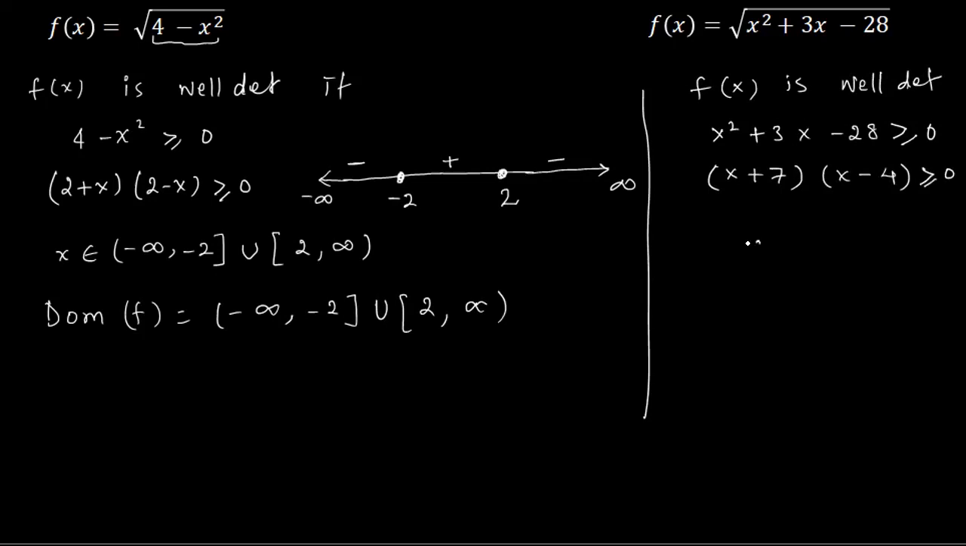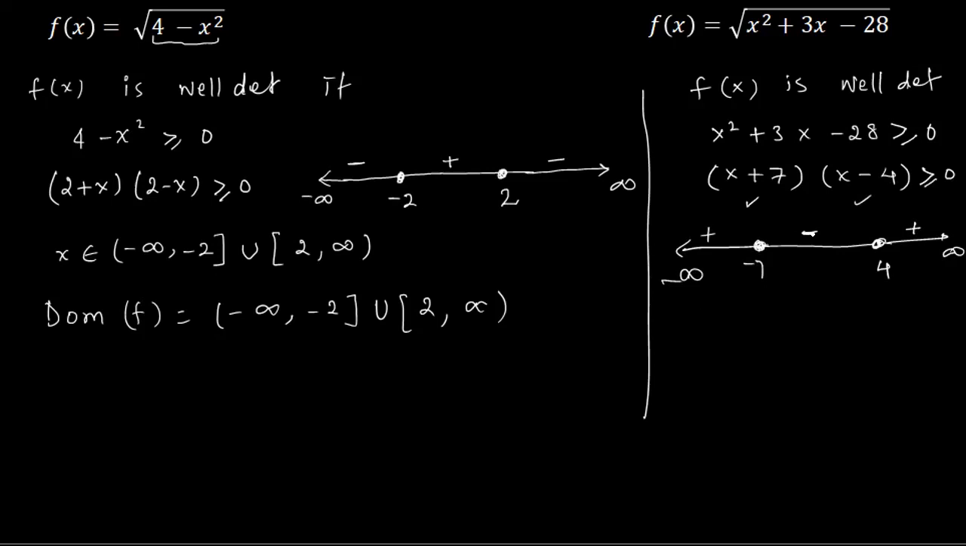Once we put a number line, here is -7, here is 4, this is infinity, this is -infinity. Once we put a number that lies between -7 and 4, say once we put 0, we get a negative number. Once we put a number more than 4, say 5, we get a positive number. Once we put a number less than -7, say -10, this is negative, so the product is positive.